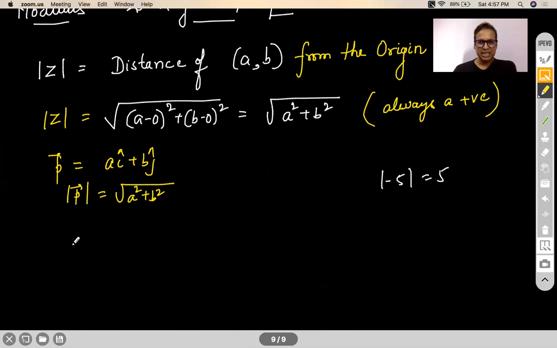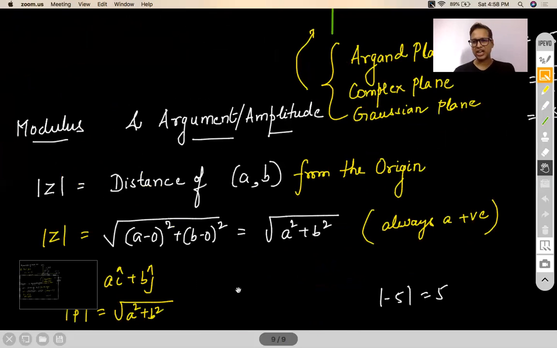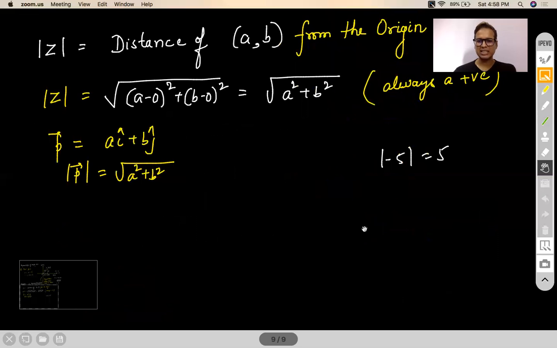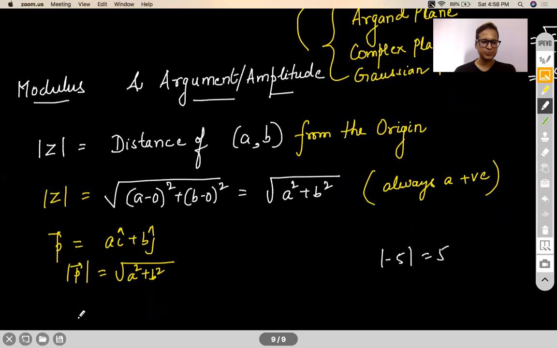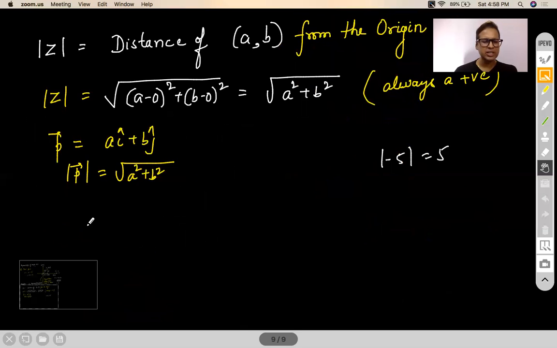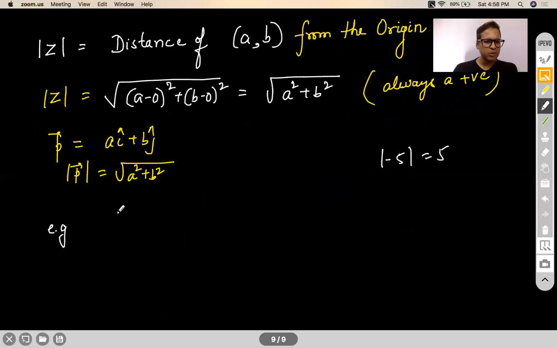Okay. The next thing that we are going to discuss is the amplitude slash argument. That is something which I'll take on the next page. So here I would like to take some examples before I move on. If somebody says, what's the modulus of 3 plus 4i? Your answer would be under root of 3 square plus 4 square, which is 5.